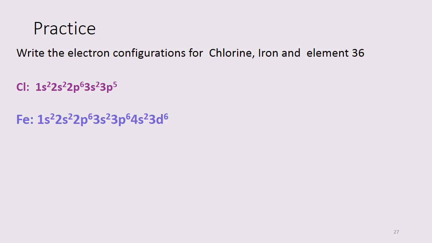Okay, finally, let's look at element 36, which is krypton, and this is going to give us a good, nice, long one. So far, iron has 26, and so we're going to keep going.